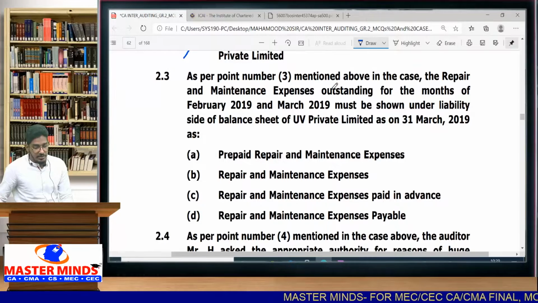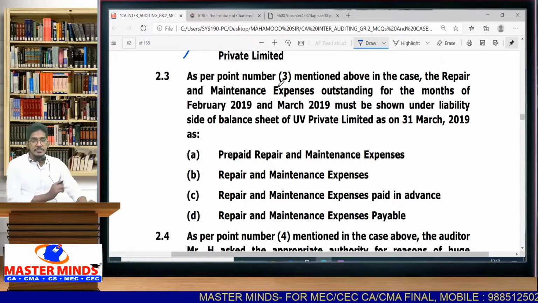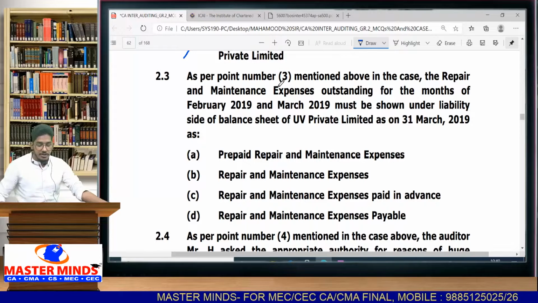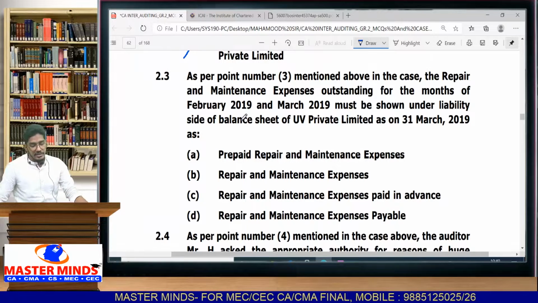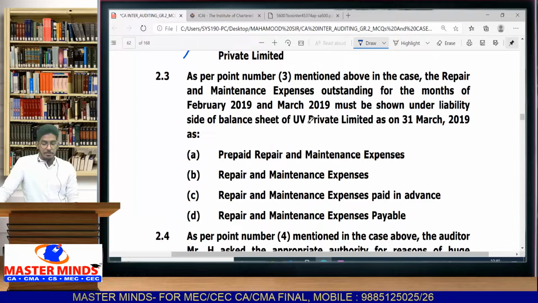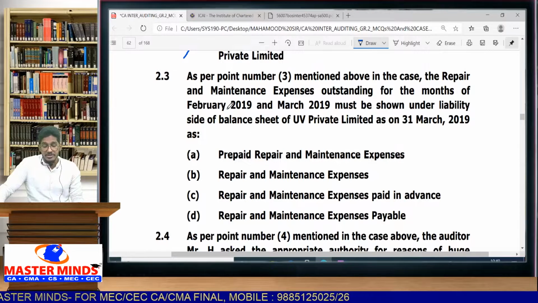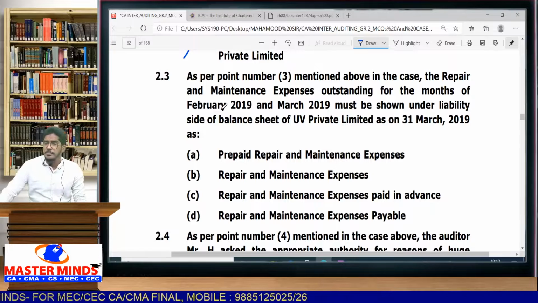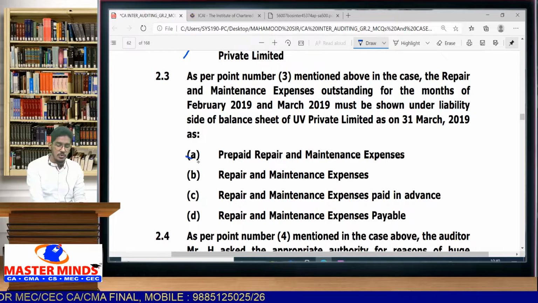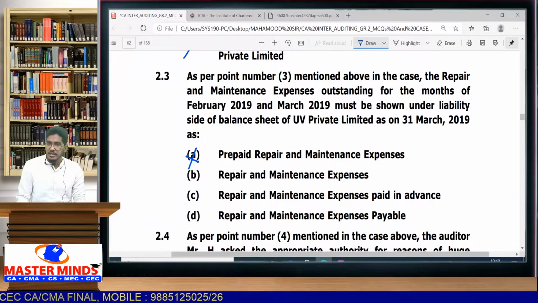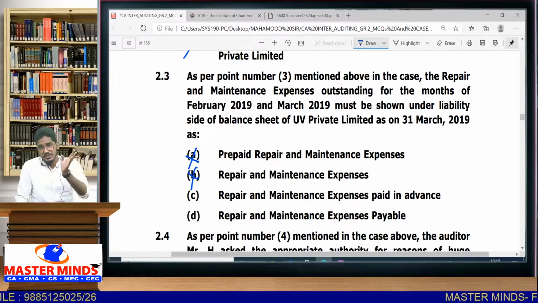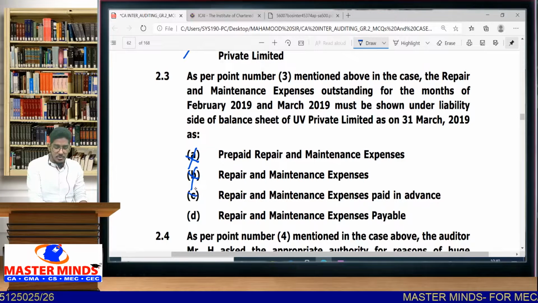As per point number 3 mentioned above in the case, the repair and maintenance expenses outstanding for the month of February 2019 and March 2019 must be shown under liability side of the balance sheet, as on 31st of March. As what? Will you show it as prepaid repairs and maintenance expenses? No. Will you show it as just repair and maintenance expenses? No. Will you show it as repair and maintenance expenses paid in advance? You have not yet paid, you are still required to pay. So this is also not correct.